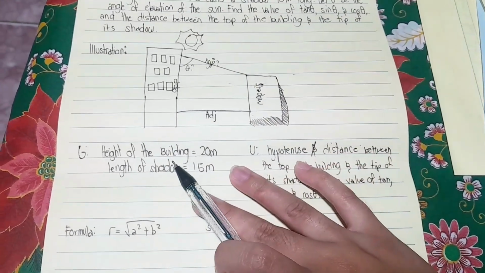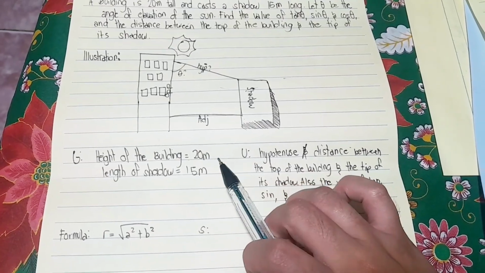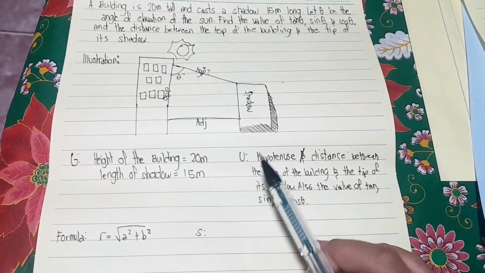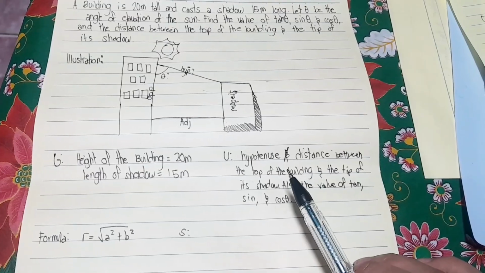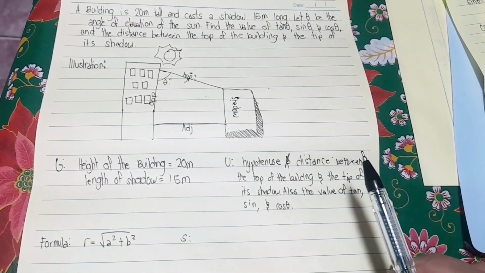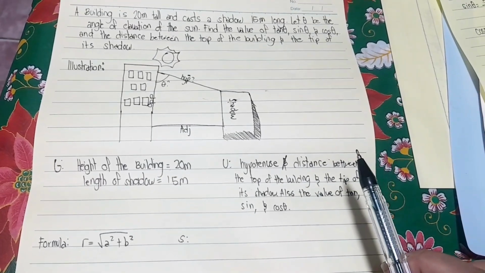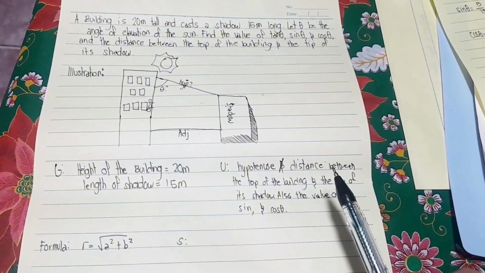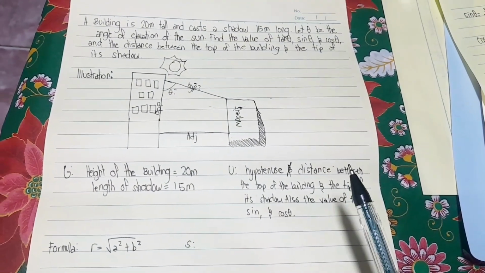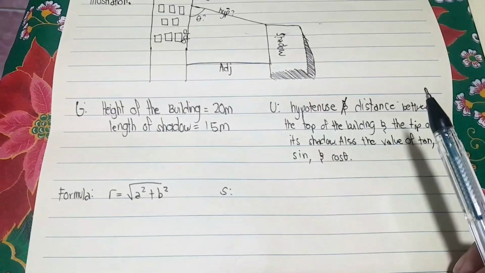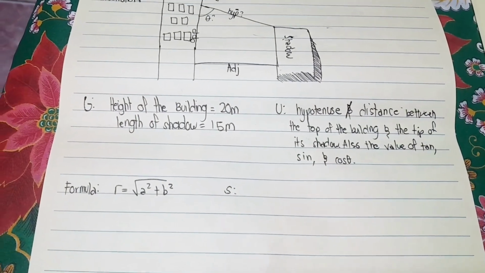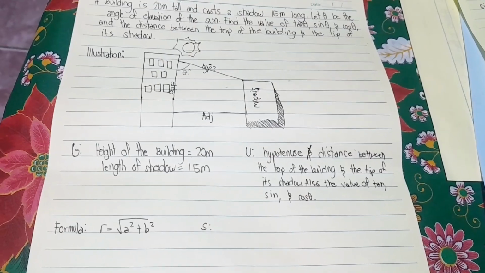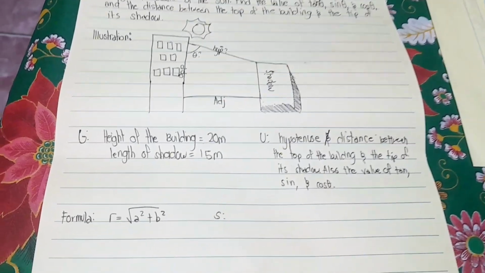So our given is height of the building is 20 meters long and the length of shadow is 50 meters long, and our unknown is hypotenuse, or the distance between the top of the building and the tip of its shadow. Also, we need to find the value of tan, sine, and cos theta. And we will use the formula of r is equals to square root of a squared plus b squared. So now let's solve and find the answer of the hypotenuse.